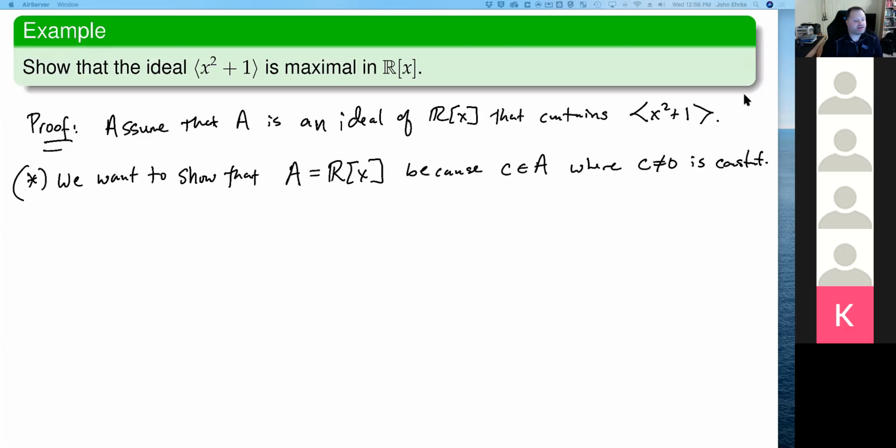Now, why is that enough to conclude that the ideal, if I can show that this ideal A, which contains my principal ideal, contains a constant, why is that enough to prove that it's the entire ring?